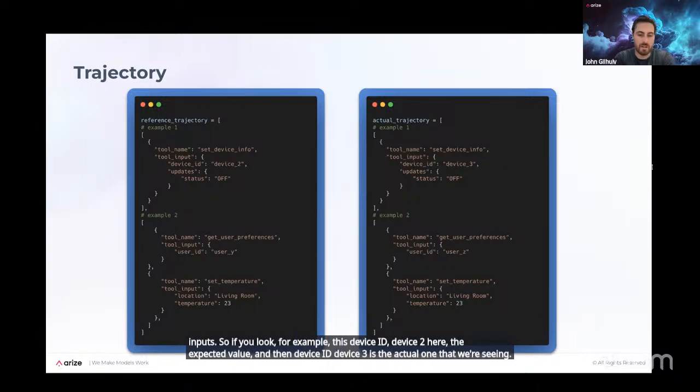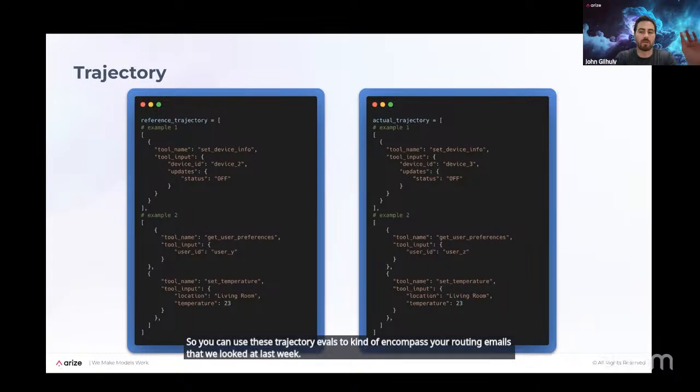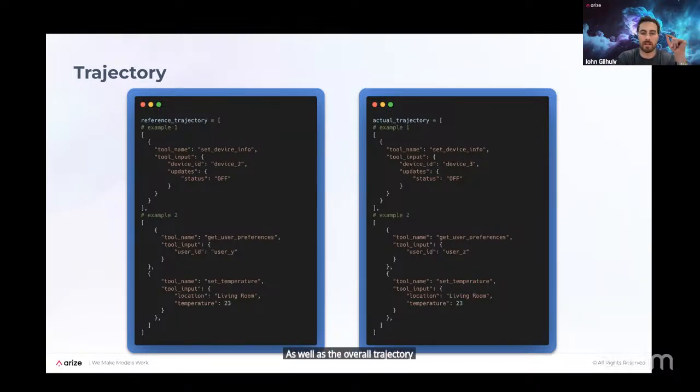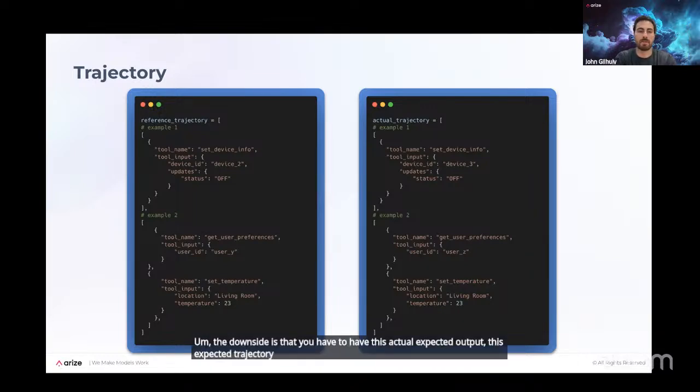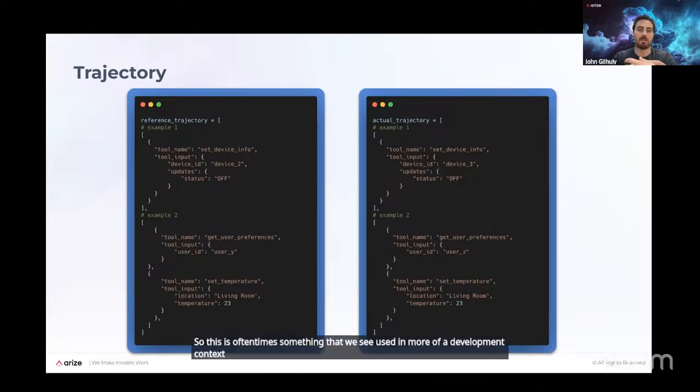So you can use these trajectory evals to kind of encompass your routing evals that we looked at last week, as well as the overall trajectory and overall path that's taken. So they're kind of another way of augmenting some of those on top. The downside is that you have to have this actual expected output, this expected trajectory, which you may not have depending on the input. So this is oftentimes something that we see used in more of a development context as you're building your agent, because you can specify certain test cases, you could specify expected trajectories, and then test against those.